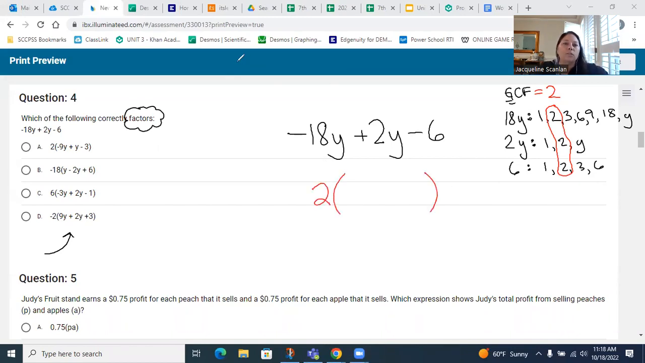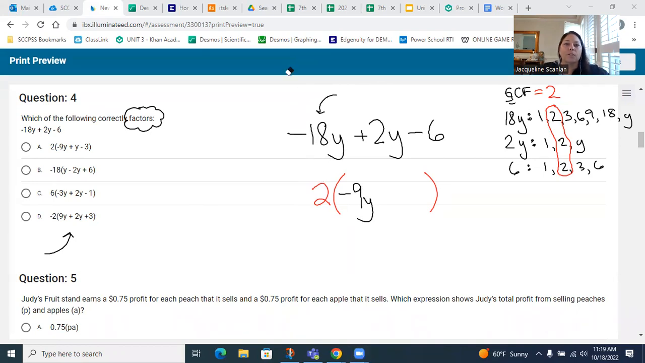And then what I'm going to do is look at the first term and say, what can I multiply 2 by? 2 times what gives me -18? Well, 2 times -9 gives me -18. So 2 times -9y would give me -18y.